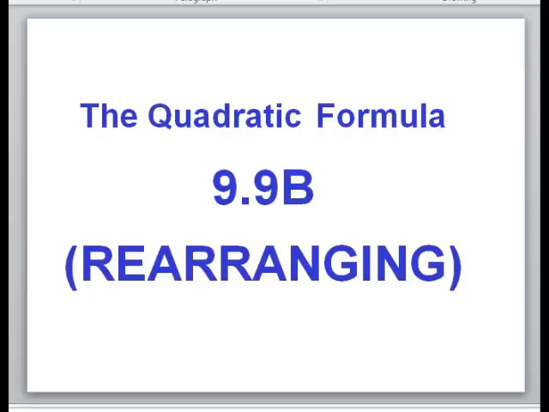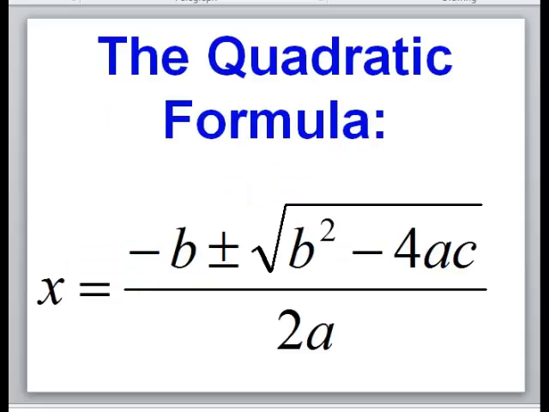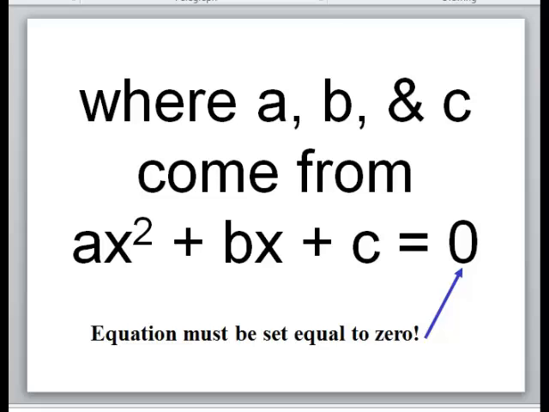Okay, today the only thing different is we're going to have to do some rearranging, and the rearranging comes from the fact that we have to have the quadratic equation set equal to 0. So again, that quadratic formula is negative b plus or minus the square root of b squared minus 4ac, all over 2a. Where does the a, b, and c come from again? Remember, that's from the coefficients in front of the x squared, the x, and the constant c. Most importantly, the equation must be set equal to 0.